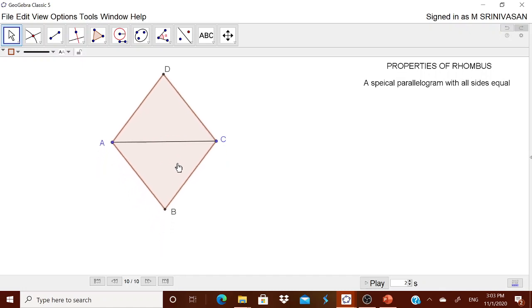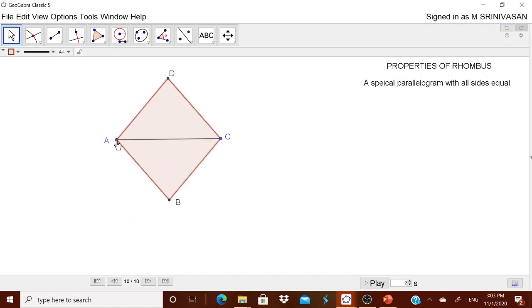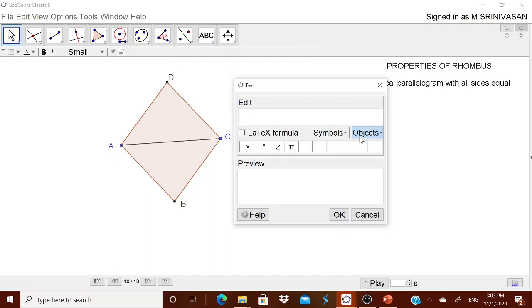Well, you can pull it, I can push it. Okay, can pull it and push it. Okay, now let us go for the properties once after the other.